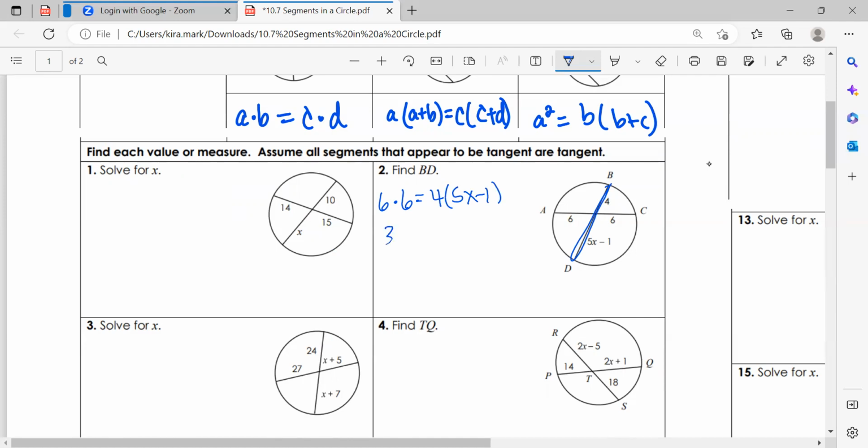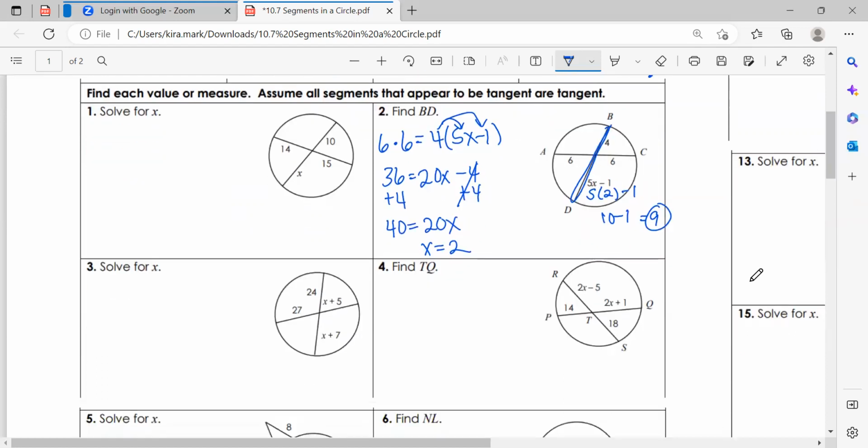6 times 6, and then distribute the 4. Add the 4 to the other side. 40 equals 20x. Divide both sides by 20, we get x equals 2. Not what I'm looking for. I'm looking for BD. So 5 times 2 minus 1, 10 minus 1 equals 9.